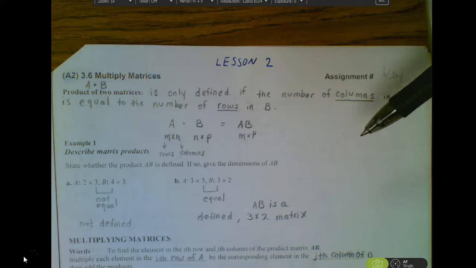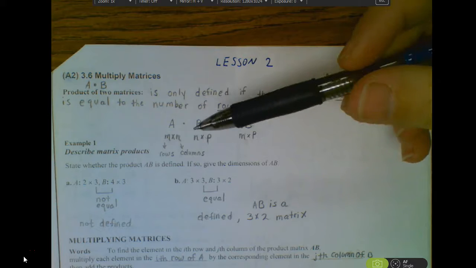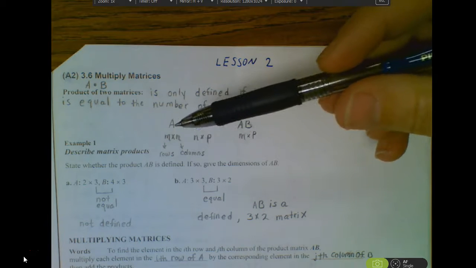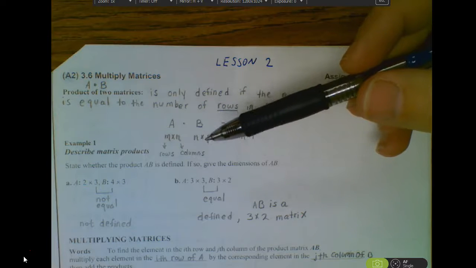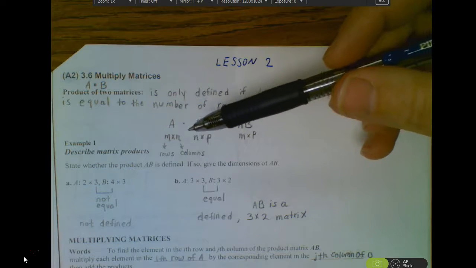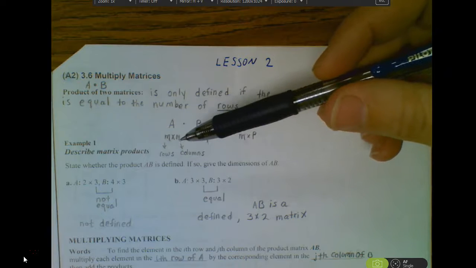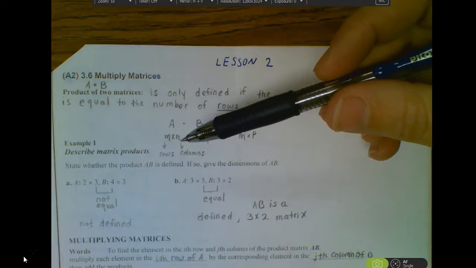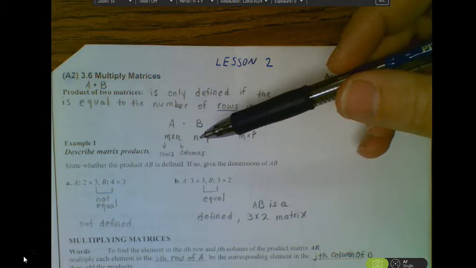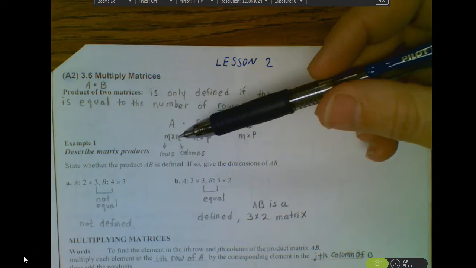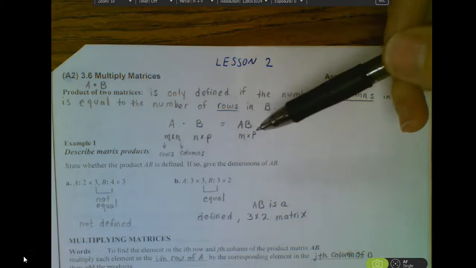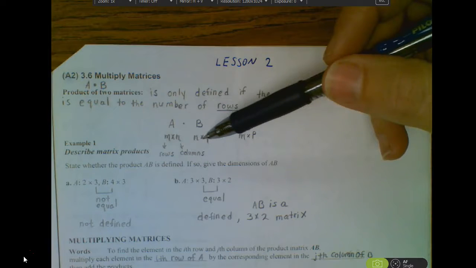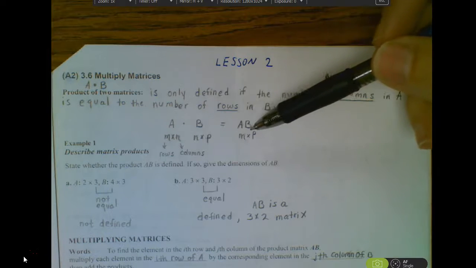You can only multiply two matrices under these conditions. If my first matrix is this many rows by columns, and my second matrix is this many rows by columns, notice what has to be true here. The columns of the first matrix must be the same number as the rows of the second matrix. These two interior numbers have to be the same in order for you to be able to multiply. If these are the same, the result that you get is this many rows by this many columns. And so that's what your answer would look like.